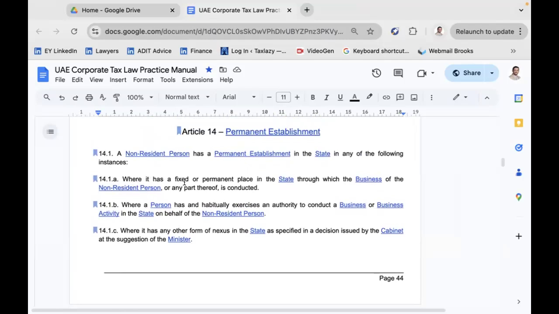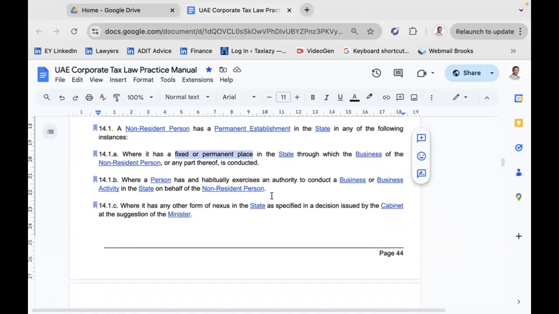It gives where it has a fixed or permanent place of business. This is the key point, guys. If you forget this point, you have forgotten the meaning of permanent establishment. This is the most important wording that I can stress upon: fixed or permanent place of business. Okay, that's the first thing. Anybody asks you tomorrow, what is permanent establishment? Without thinking twice, the answer should come: when there is a fixed or permanent place of business in a state, that's permanent establishment.